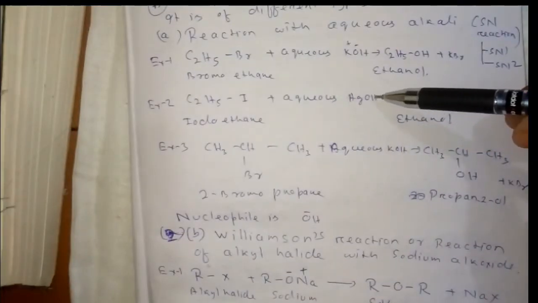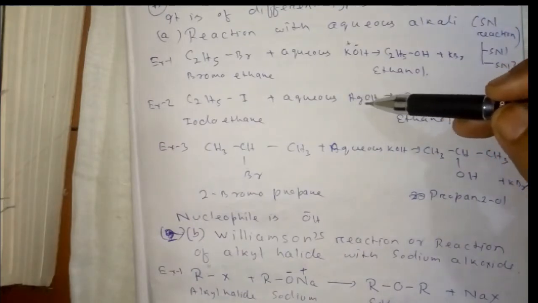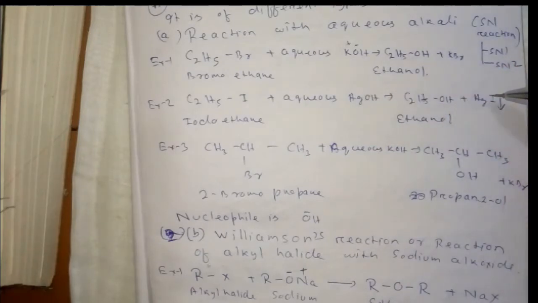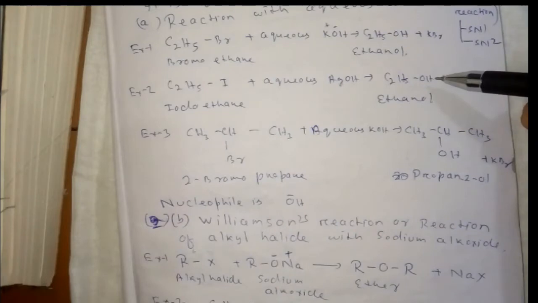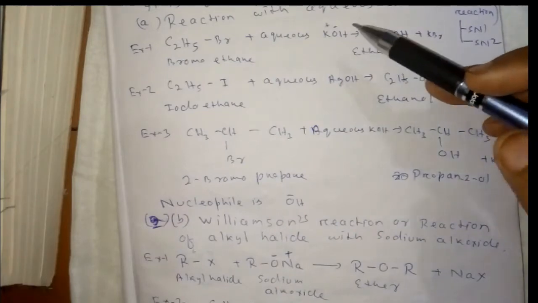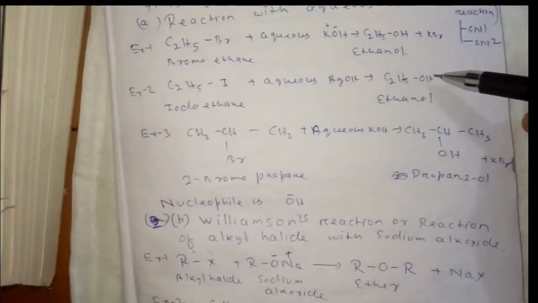Then example 2, iodoethane, C2H5I, with aqueous AgOH, will give C2H5OH plus AgI. Ag is very often used because AgCl, AgBr and AgI are easily precipitated, so they can be removed easily. Cost of the product will be less. So C2H5I plus aqueous AgOH will give C2H5OH, ethanol, plus AgI. Silver iodide is precipitated.